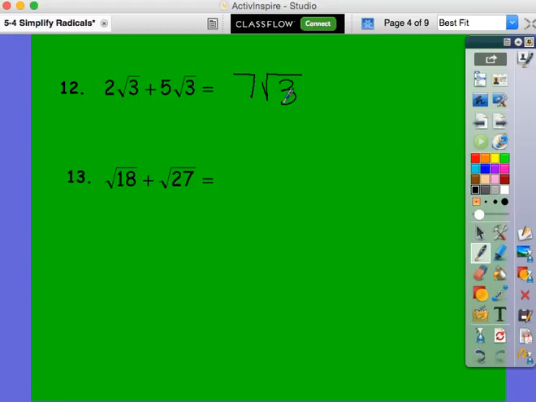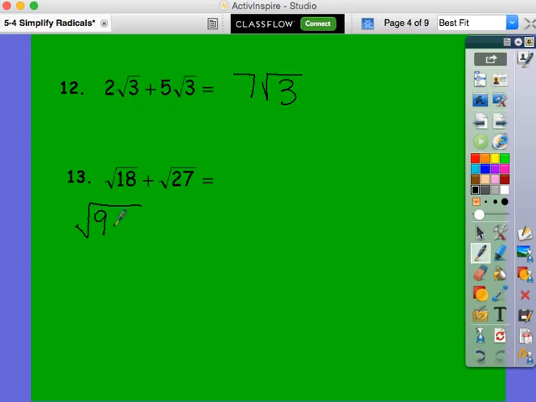What are your thoughts here? You have to break it down first. They're not the same inside, so there's no way we can add those. And by the way, what number is out here if we don't see a number? A 1. Just like when we're talking about the variable x, we don't have to say 1x. We know it's just x. Okay? So let's break down the 18. What can it break down into?